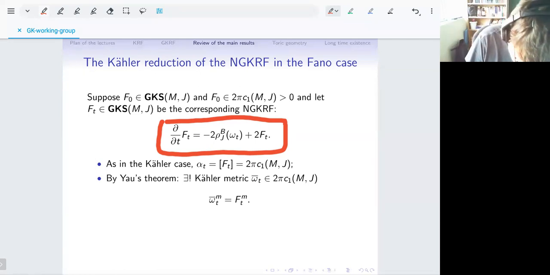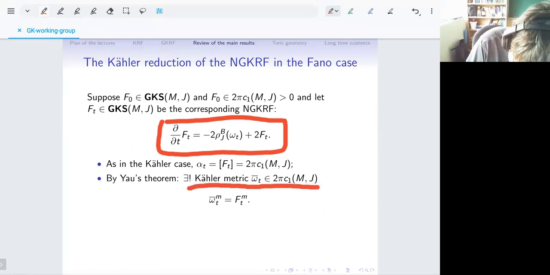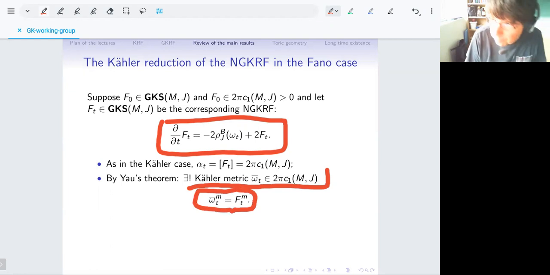So what happens is that the Dolbeault class of FT will be a Kähler class. In the final case, it will be just the fixed C1, which is positive definite. But then by Yau's theorem, we can find a unique Kähler metric in that class, omega bar T, which has a volume given by the volume of FT. Okay, so you solve a Monge-Ampère equation to do that.